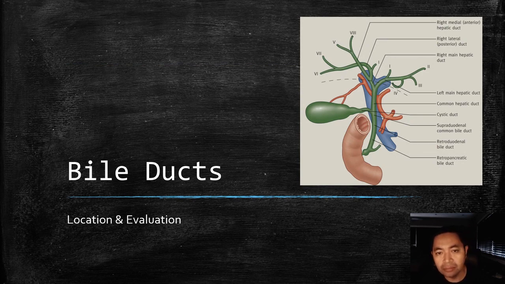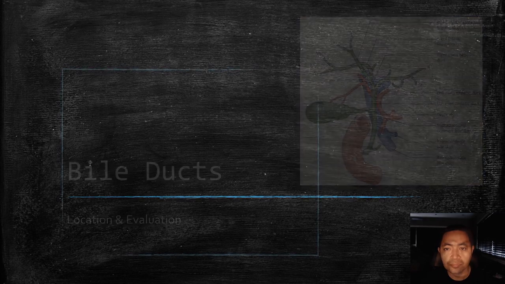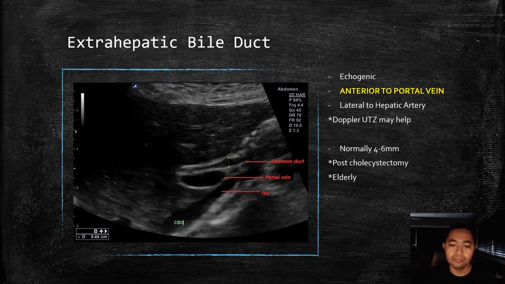Evaluation of the biliary ducts is a bit more tricky than gallbladder evaluation. The first step in evaluating the biliary system would, of course, be how to locate the common hepatic and the common bile duct. Extrahepatic bile duct walls are brightly echogenic. And if one would review normal anatomy, these ducts could be seen anterior to the portal vein and mostly lateral to the common hepatic artery.